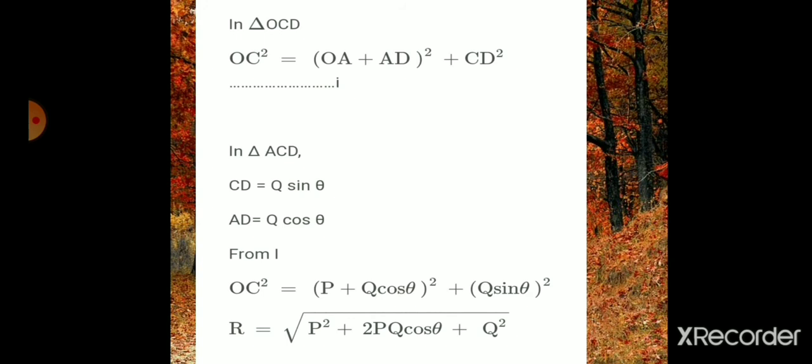Expanding A plus B whole square, that is P plus Q cos theta whole square, and rearranging the equation and applying the identity sin square theta plus cos square theta is equivalent to 1, we get resultant R, magnitude of vector R, is equivalent to square root of P square plus Q square plus 2PQ cos theta.